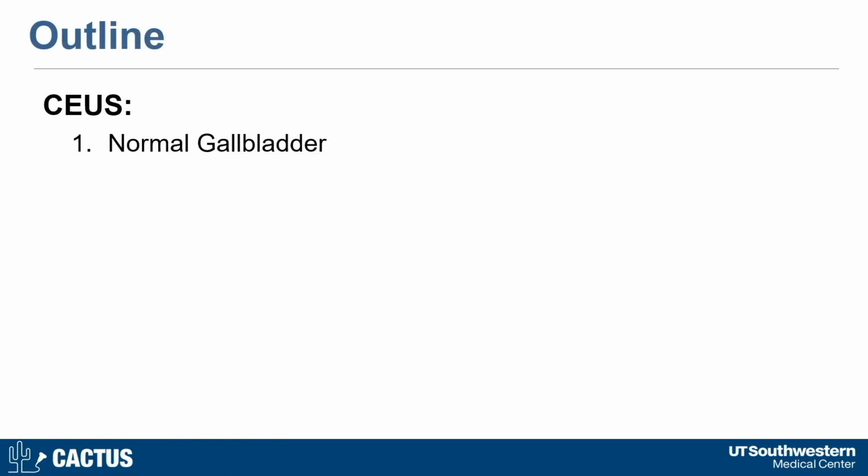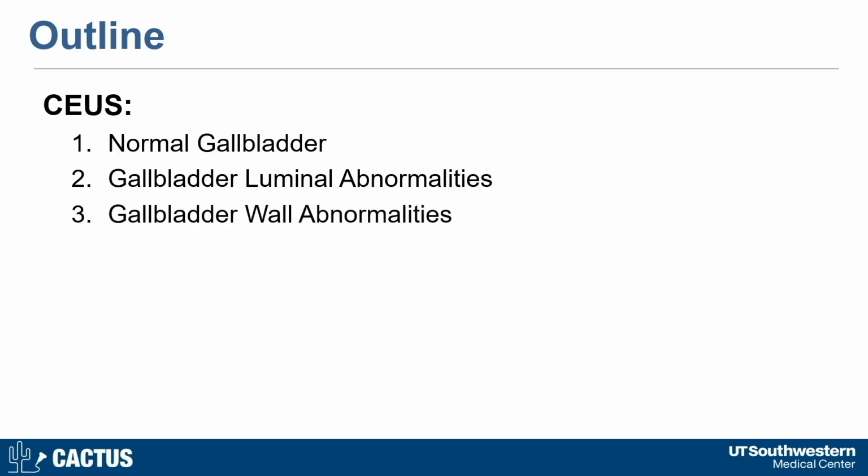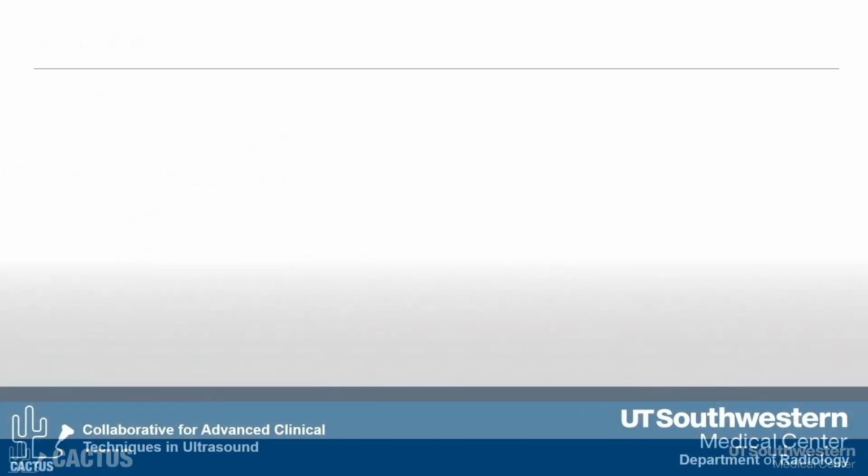So my outline for the next few minutes is talking about the normal gallbladder appearance in contrast-enhanced ultrasound, breaking up abnormalities into intraluminal abnormalities and wall abnormalities, and then finish with a few cases of gallbladder intervention.